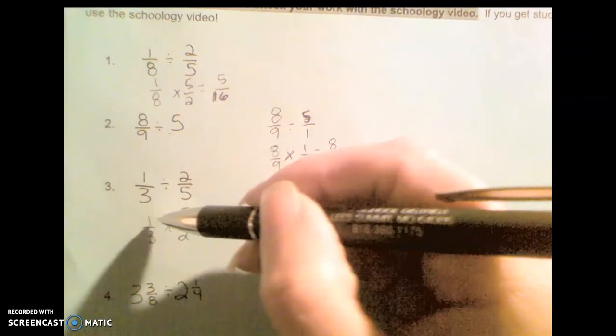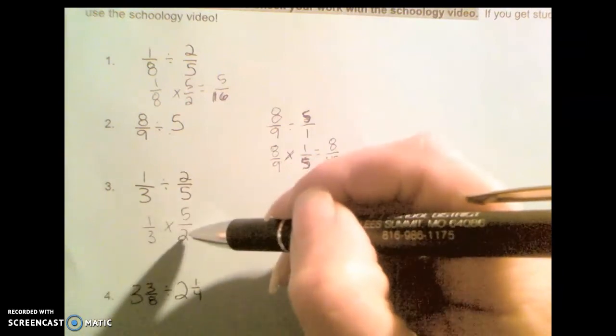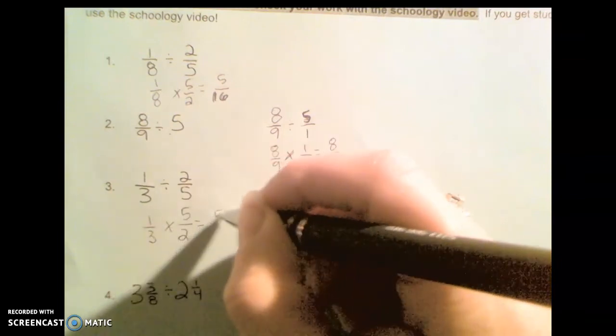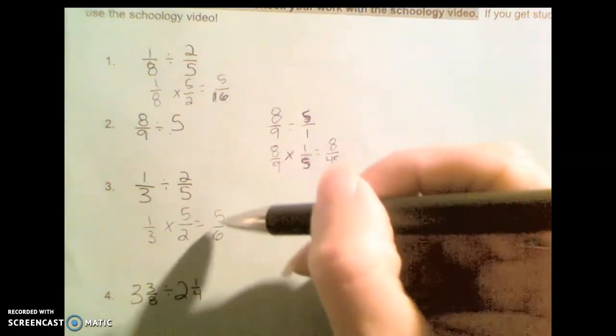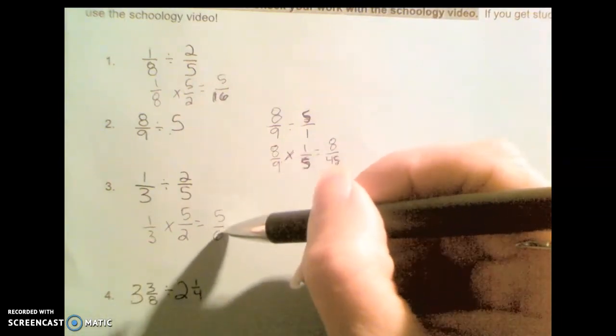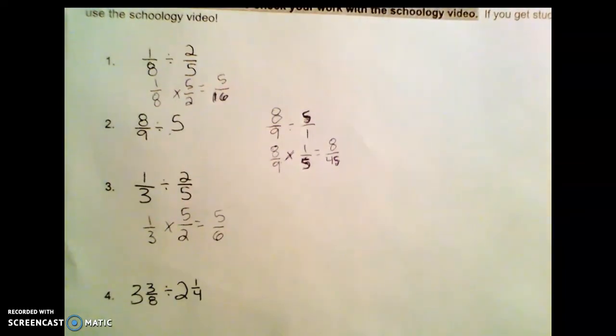Again, I check for cross-canceling options. 1 and 2 don't cancel. 3 and 5 don't cancel. So then I do 1 times 5 is 5. 3 times 2 is 6. I know that anytime I have a numerator 1 away from the denominator that they're not going to have any common factors, so that is as simple as it can get.